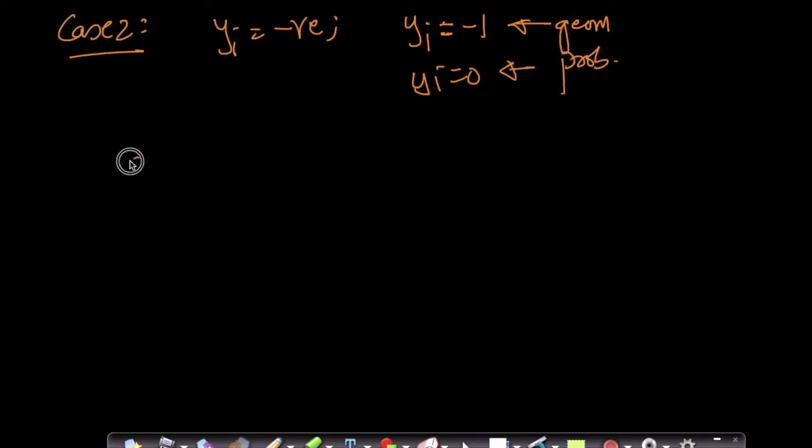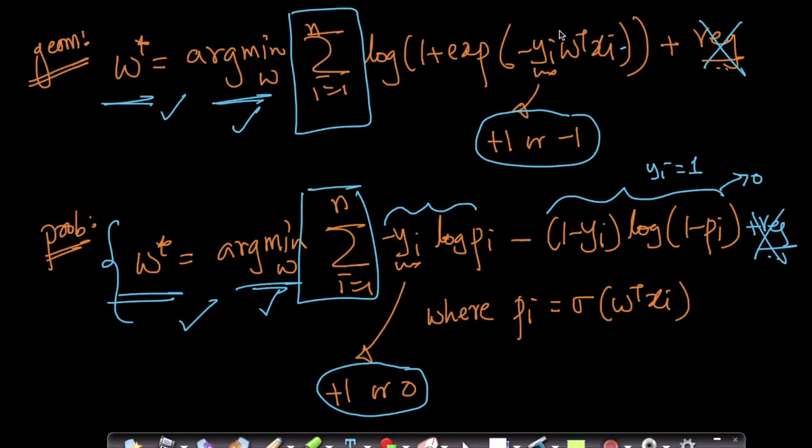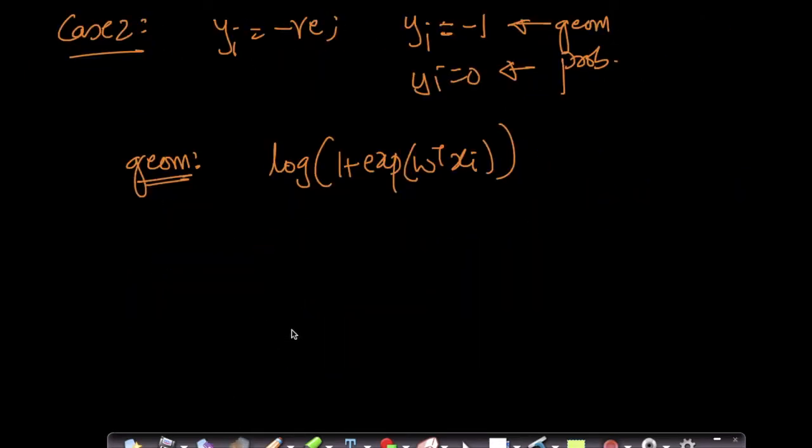So now let's go to the geometric formulation. In the geometric formulation, what do we get? We get log of 1 plus exp of w transpose xi. Because look at this formulation: yi is -1, and minus times minus becomes +1. So what you're left with is log of 1 plus exp of w transpose xi. That's exactly what I wrote. Now let's look at the probabilistic.